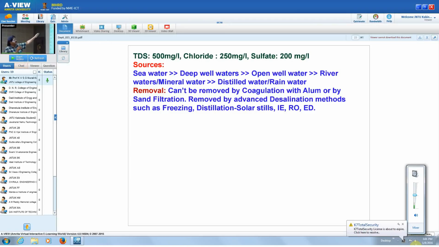Now sources. What are the sources of these salts? What is the main source of chloride? Chloride we get from the sea. So sea water contains a lot of chloride, almost 18,000 mg per liter. 18,000 chloride. Total salts 35,000, maybe the 10th time I am telling. 3.5%.